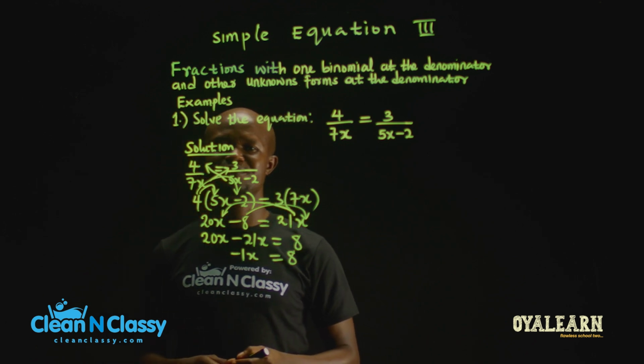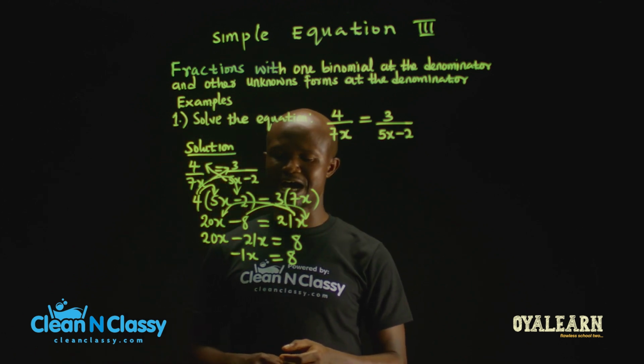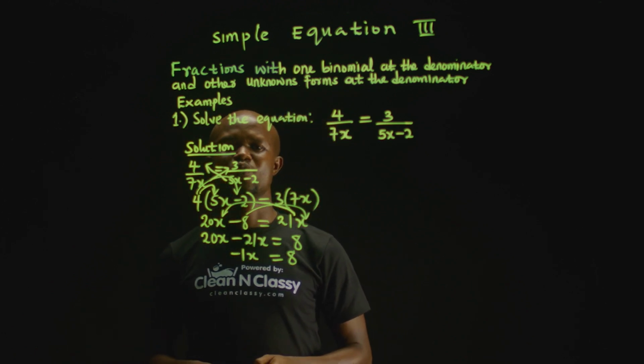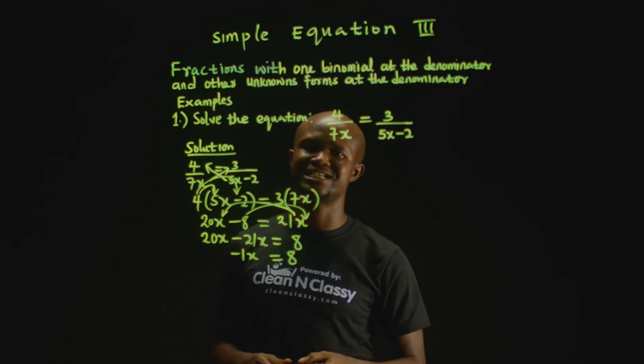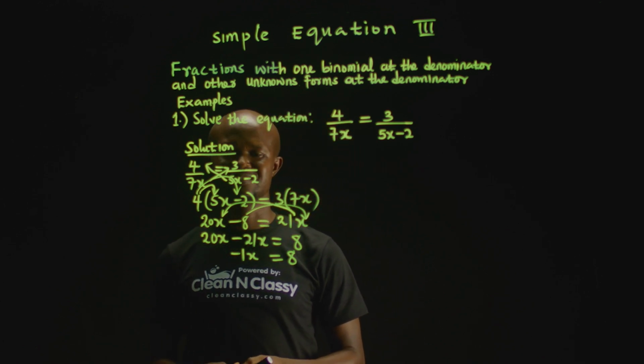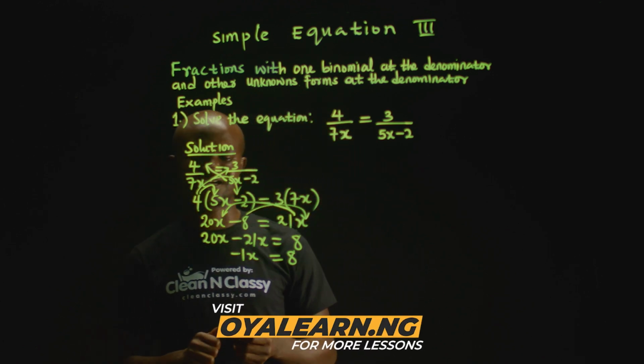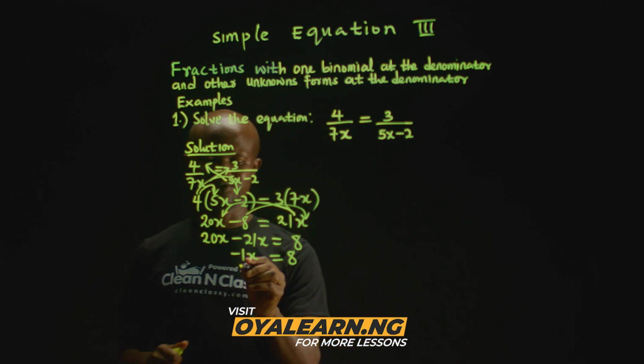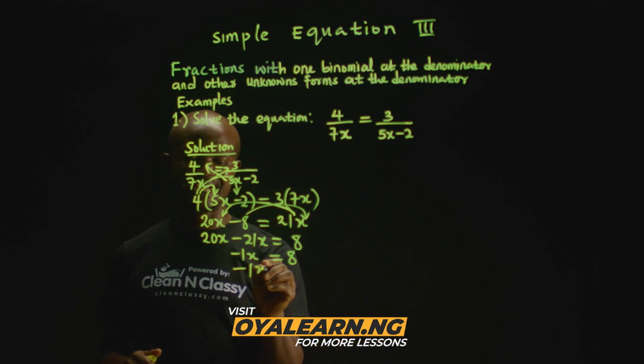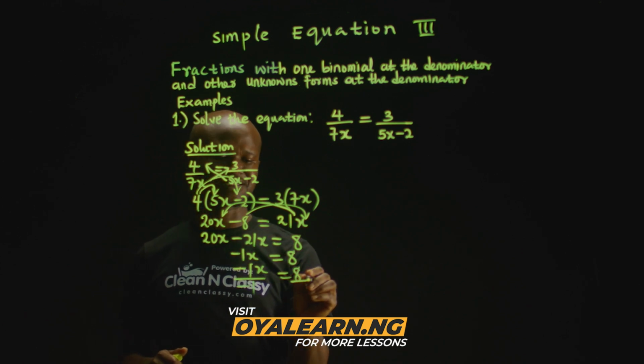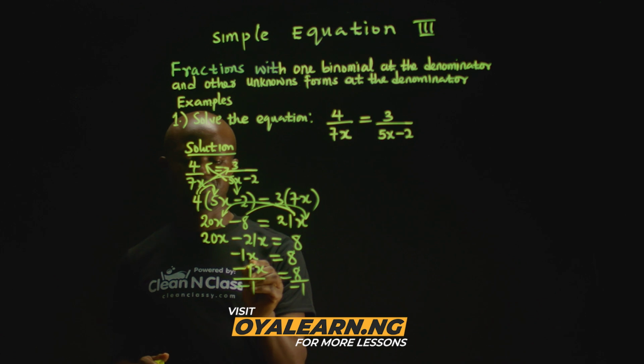Now, we are looking for the value of x. So how do we get the value of x? We are going to divide both sides by the coefficient of x. And what is the coefficient of x here? Minus 1. So dividing both sides, we have minus 1x divided by minus 1 equals 8 divided by minus 1. Minus 1 in minus 1, we have 1.